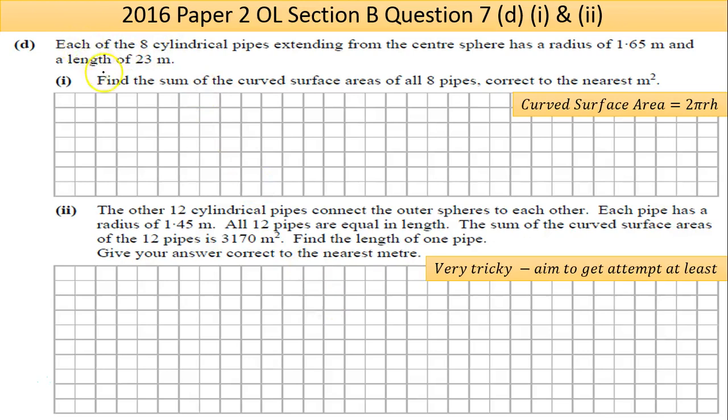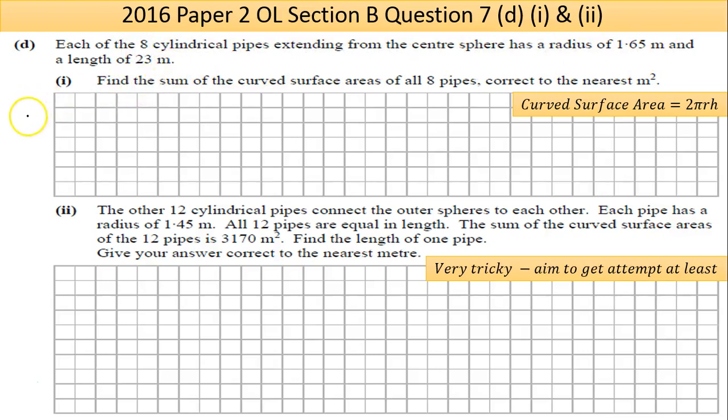Now let's get a little bit more complicated here, and the questions generally will be more specific. So be very, very careful reading them so that you know what you're actually answering. It'll often involve rearranging a formula to find an unknown that's not straightforward, so just be aware of that as well. So first thing, each of the 8 cylindrical pipes extending from the center sphere has a radius of 1.65 meters and a length of 23 meters.